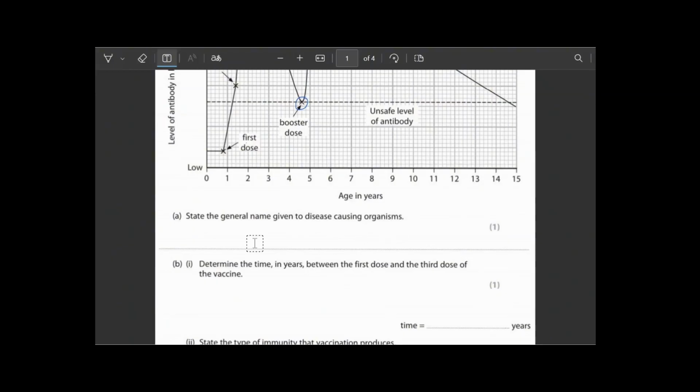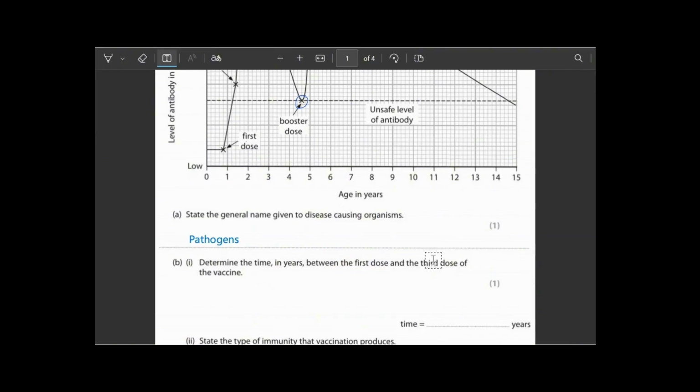All right. So you should always know whether it is a bacteria or a virus or whatever. Every disease causing organism has one general name, and that is pathogen. So they're basically known as pathogens, simply. This is a very common and straightforward question that comes in the paper, and it is very easy to score this 1 mark without missing it.